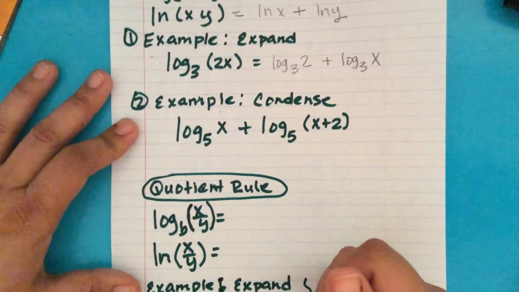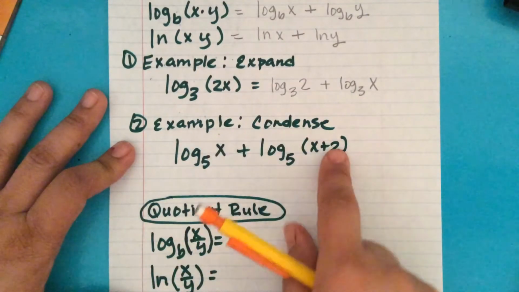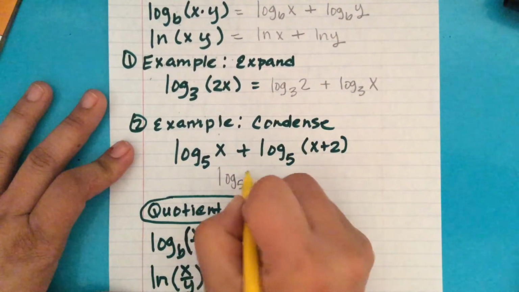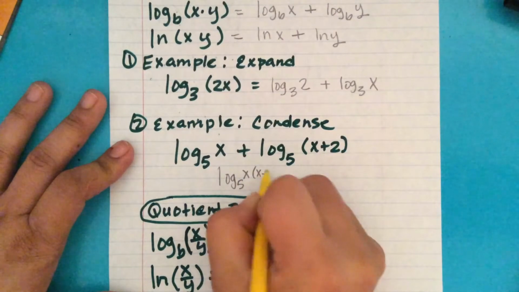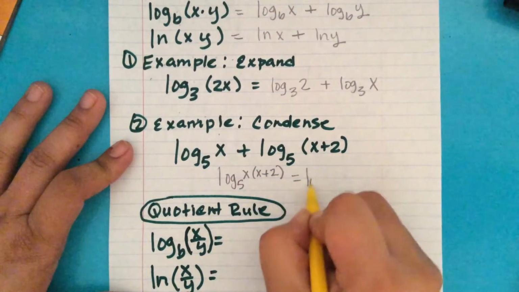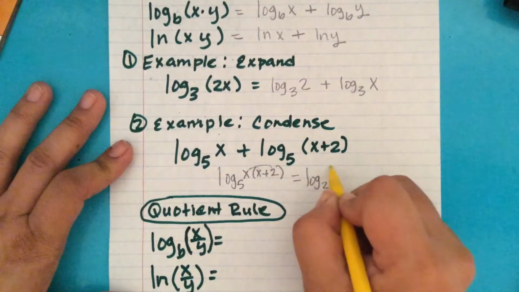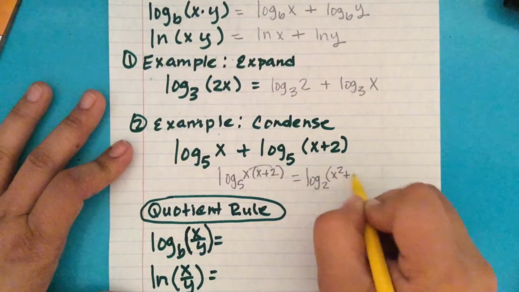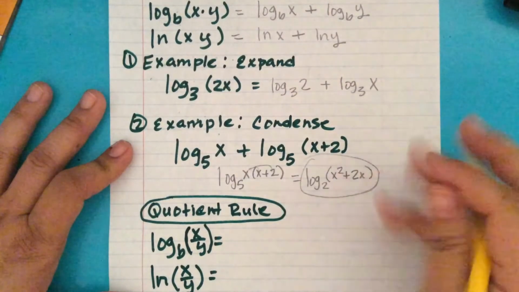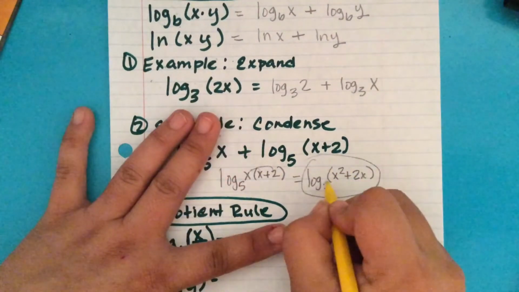Condensing means you're going to put it back together. So if you see an addition, you know that you're going to be multiplying. So you're going to have one logarithm, and you're going to put x times x plus 2. And so then you can combine these two by doing that. So that's x squared plus 2x. So then that would be your condensed, base 5, not 2. So you keep the same base.